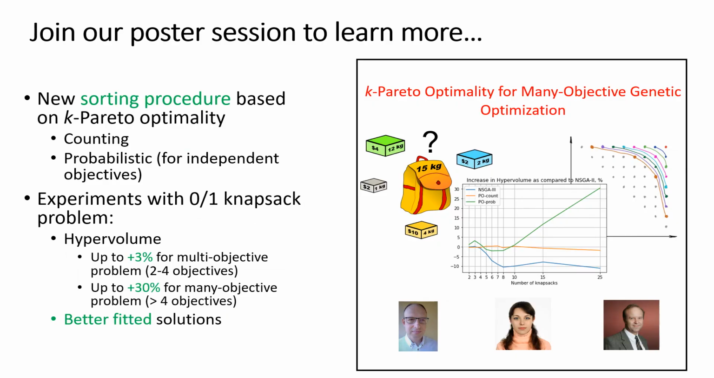To conclude, in this work we proposed a novel sorting procedure based on Pareto optimality. Our experiments with 0-1 knapsack problem demonstrate that it allows to increase the value of hypervolume by up to 3% for multi-objective optimization and up to 30% for many objective case. Additionally, our approach results in better fitted solutions as compared to an SGA2 and an SGA3.